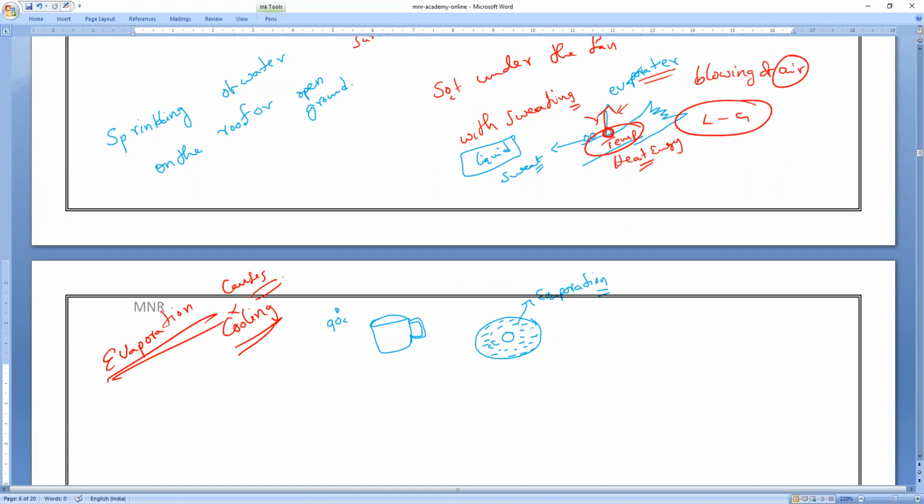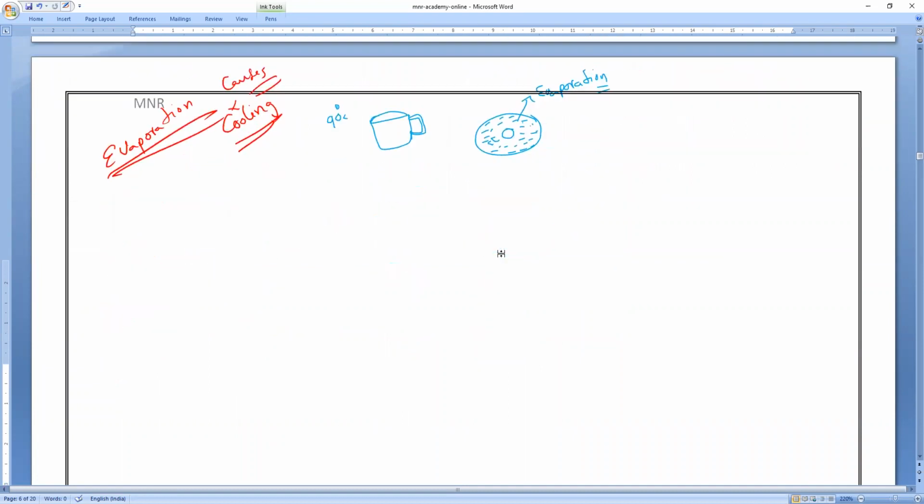Evaporation causes cooling. Clear? Cooling. Yes, that is why the water becomes cold in earthen pots during the summer season. Next, during the summer, we prefer cotton cloth. Now, evaporation of water from our body after the bath.